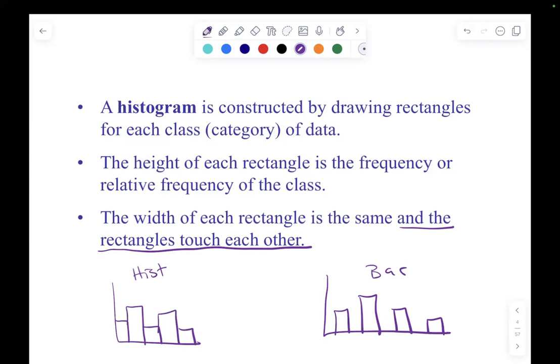And that's kind of the purpose of them, the bars touching each other. It's kind of like when I draw the graph of a continuous function, I don't lift my pencil. So the histogram is kind of like the not lifting your pencil. One bar bleeds into the next bar. It's kind of like the bar graph equivalent of that, if that makes sense.